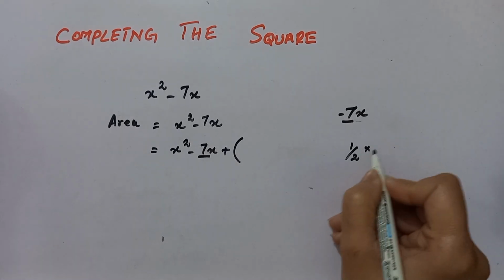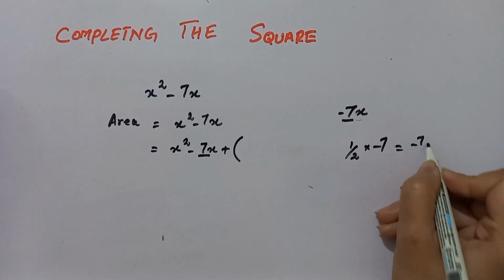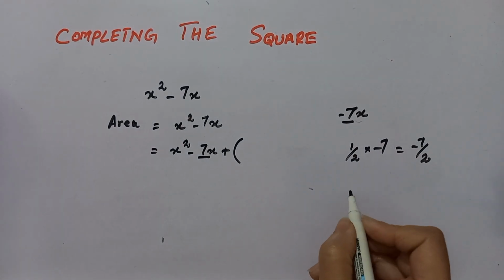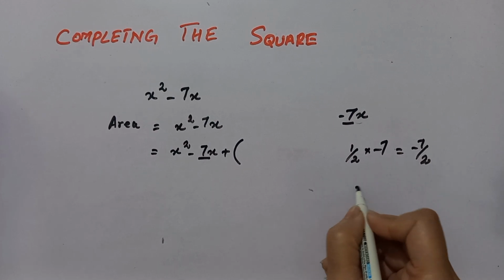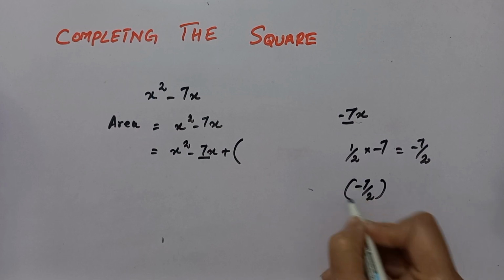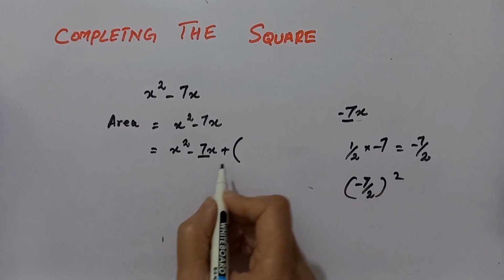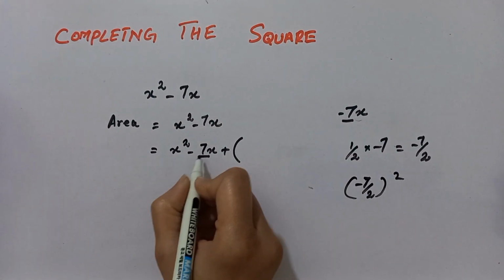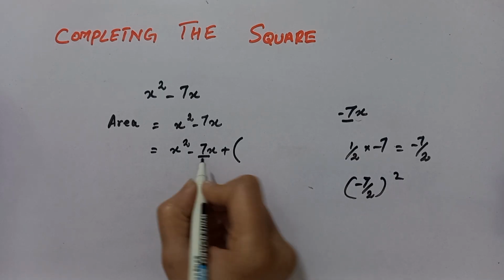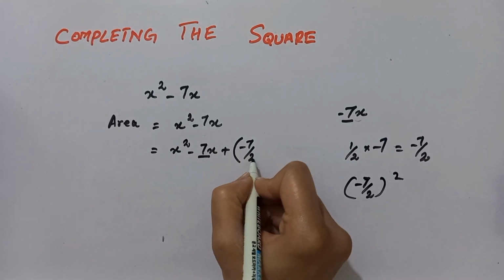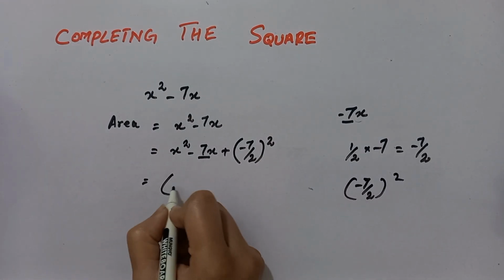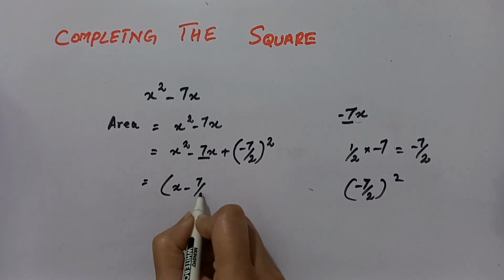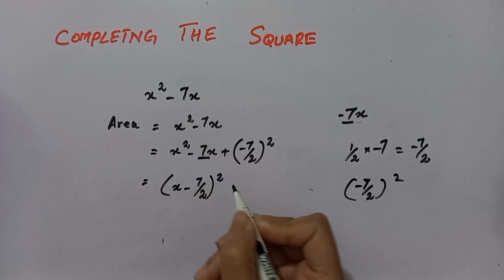Half of minus 7 is minus 7 upon 2, and the square of this is (minus 7 upon 2) whole square. So we add the square of half of the coefficient of the second term, here (minus 7 upon 2) whole square, which equals (x minus 7 upon 2) whole square.